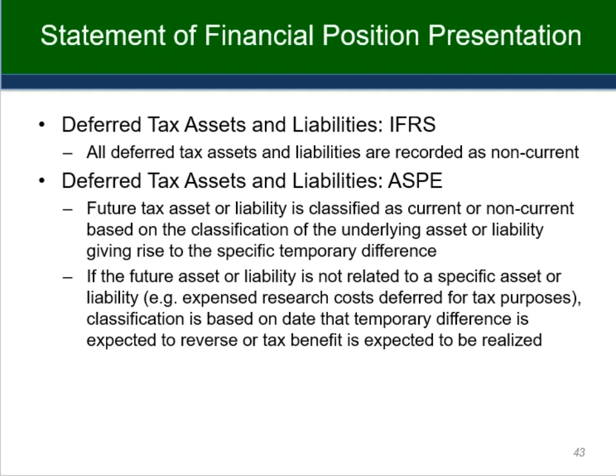Deferred tax assets and liabilities under IFRS are recorded as non-current. Deferred tax assets and liabilities under ASPE: future tax assets or liabilities are classified as current or non-current based on the classification of the underlying asset or liability giving rise to the specific temporary difference. So if it's warranties that are due next year, those would be current. If it's warranties that are due 2 years from now, that would be non-current.